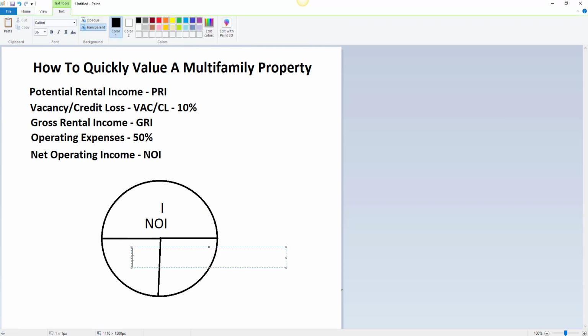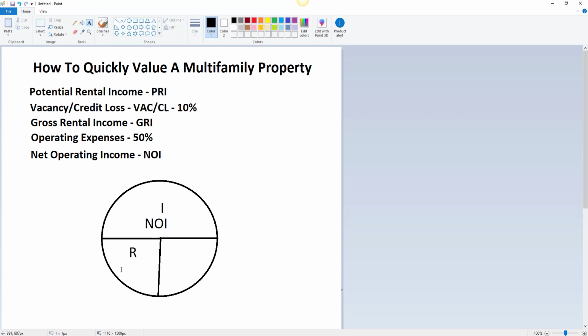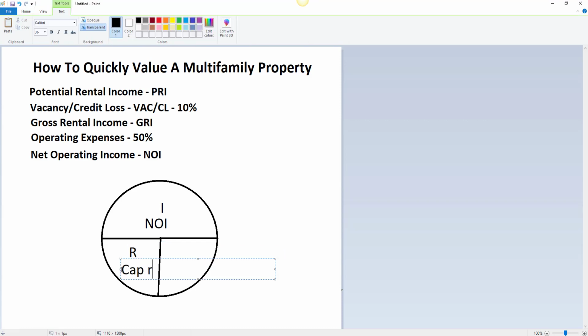Then we have our rate. And if you remember from earlier, our rate is the cap rate. We're going to have to shrink that down. I promise I'll get better at doing all this. There we go. And then the last thing is our value.